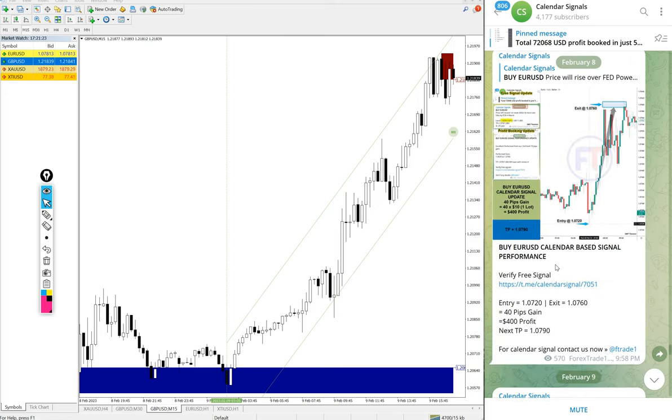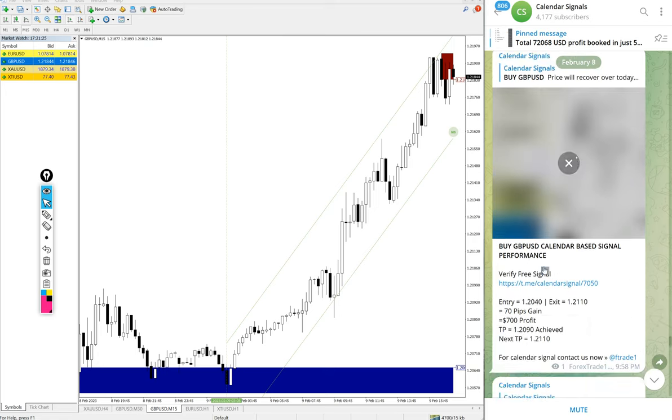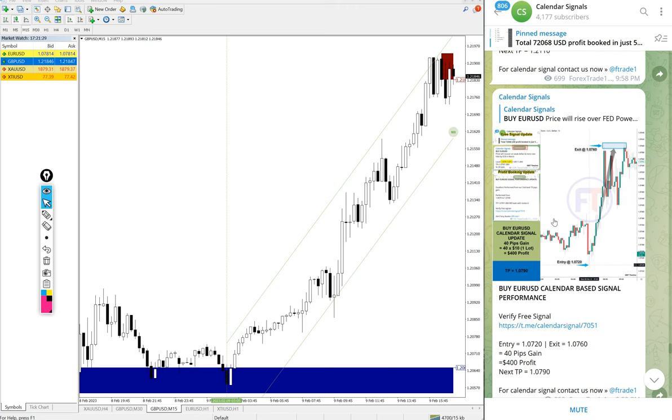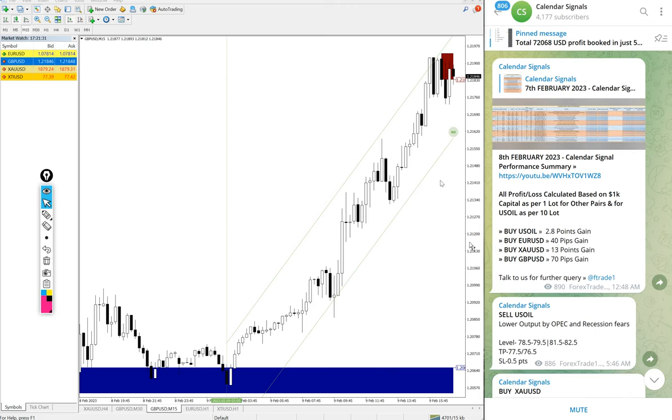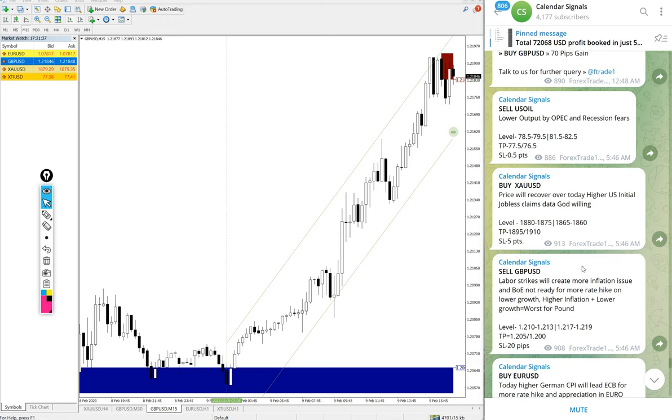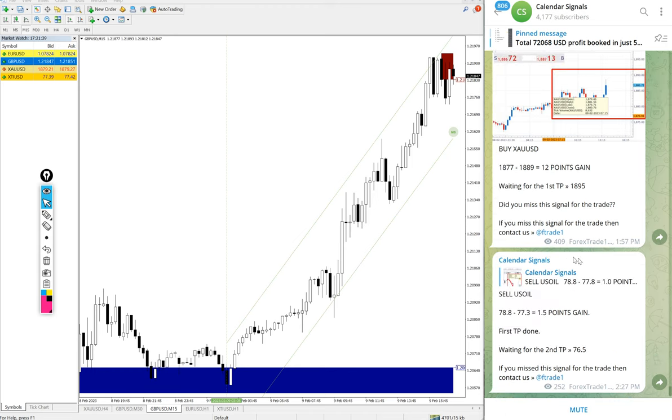Like for example, if you see the previous day, we post the complete report, individual signal with chart performance, and then all combined consolidated report. Everything you will find it for today as well, and you can verify it.